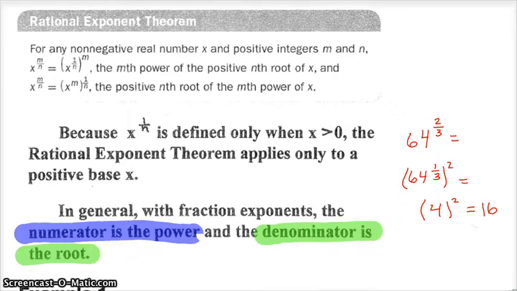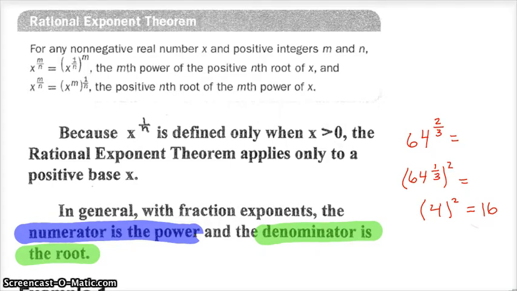Today's lesson is all about rational exponents. Rational exponents are essentially fractional exponents. It's going to be important to remember that the numerator is the power and the denominator is the root. For example, off to the side, I've written 64 to the 2/3 power. In this situation, 2 is the power and 3 is the root.